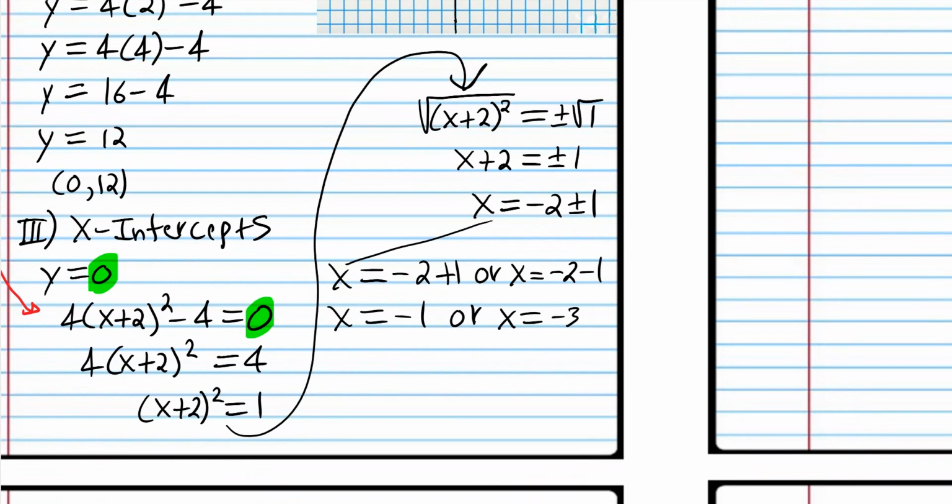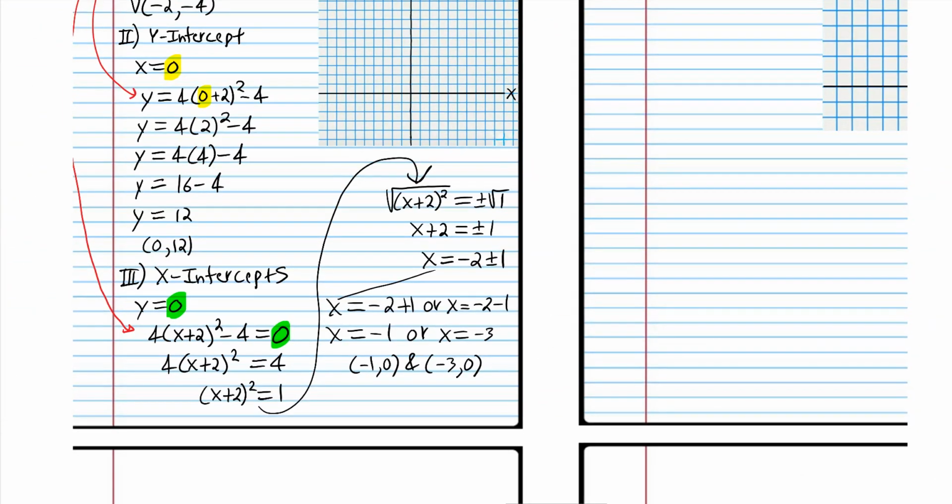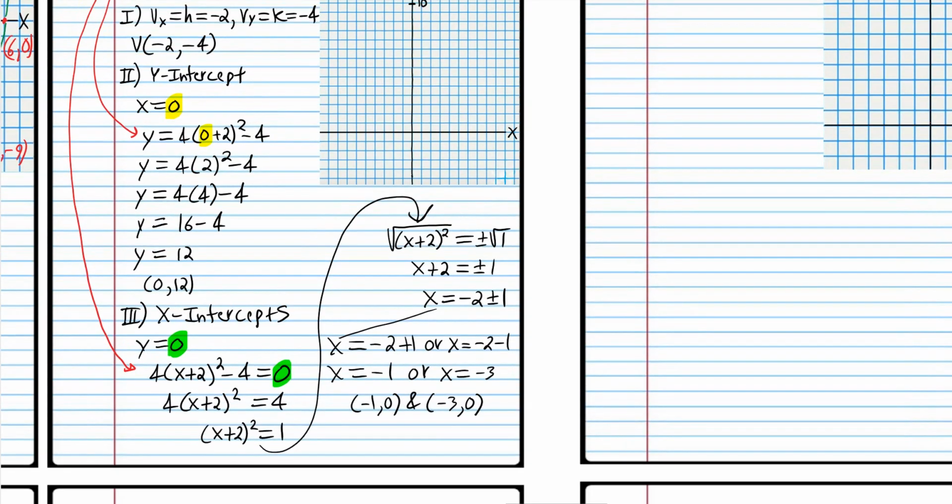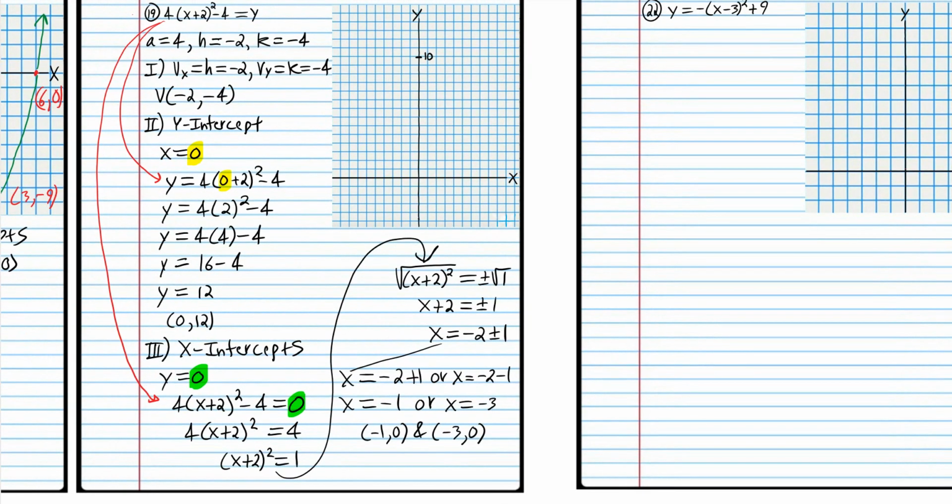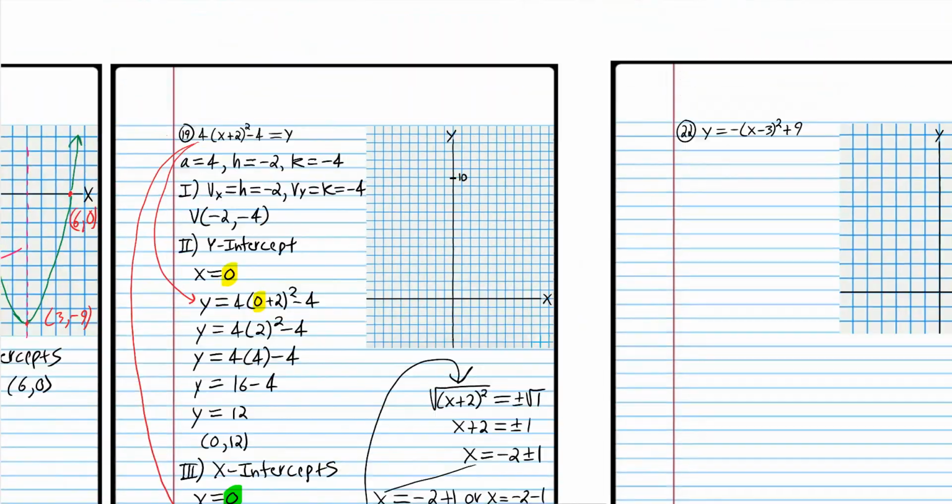So what does that mean? It means that the x-intercepts are (-1, 0) and (-3, 0). So we found the x-intercepts. Okay, so let's go ahead and plot the x-intercepts, -1 and -3.